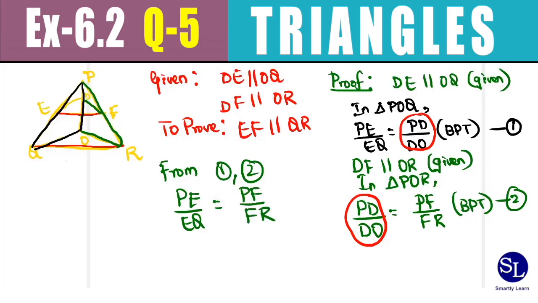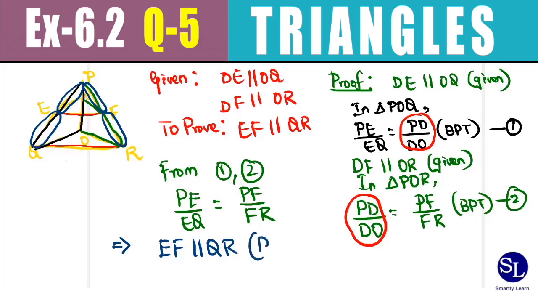Now let us look at what is the reference point for us. They are saying that PE divided by EQ is going to be equal to PF divided by FR in the given triangle. So this means EF is going to be parallel to QR, because when you apply BPT, this is what is read, right? So this implies EF is parallel to QR. So this is BPT again, reversed. Hence proved.